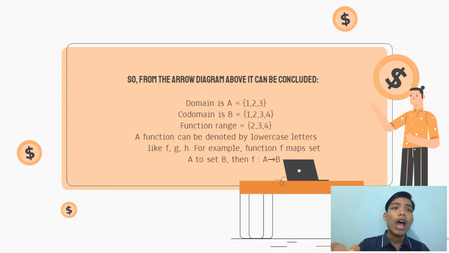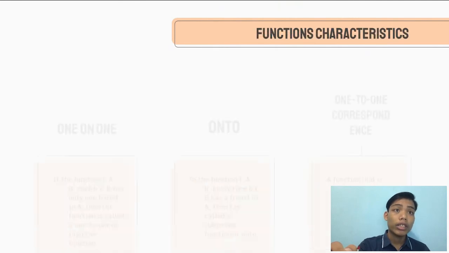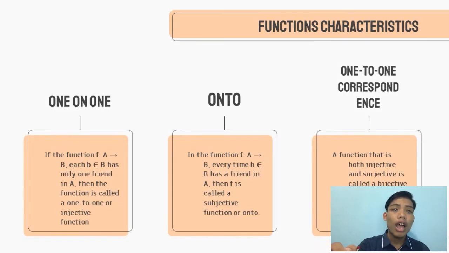Okay, the function characteristics. There are three function characteristics. The first one is the injective function, or one-to-one. The second one is the surjective function, or onto, and the third one is the bijective function, or one-to-one correspondence.